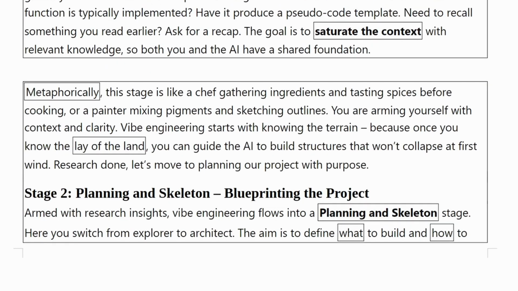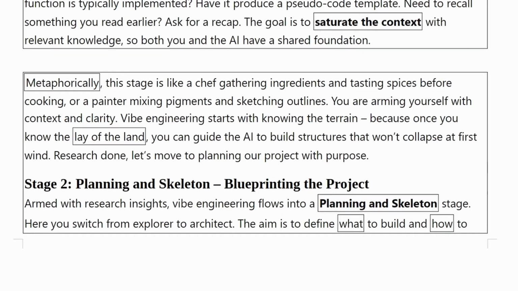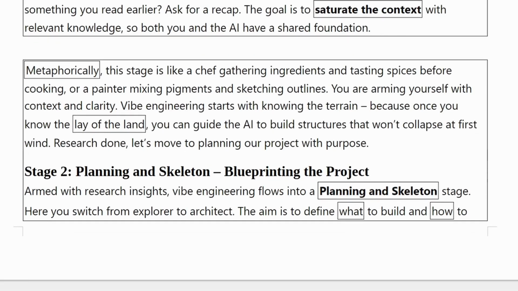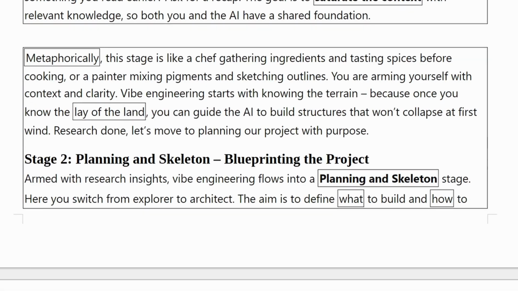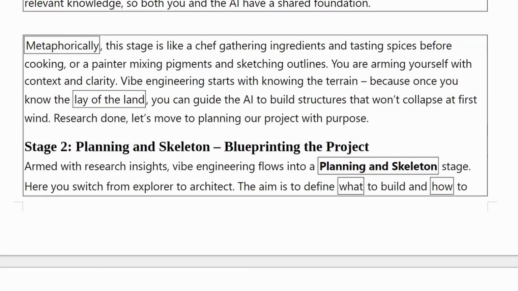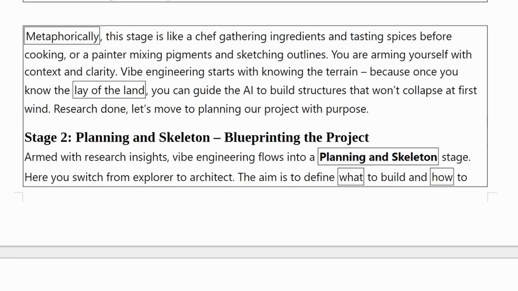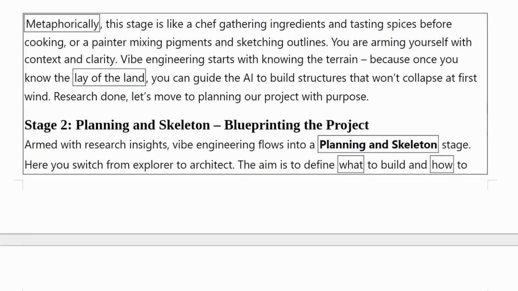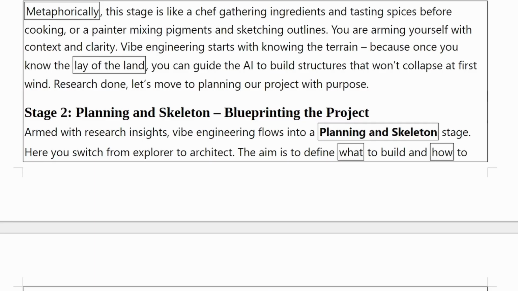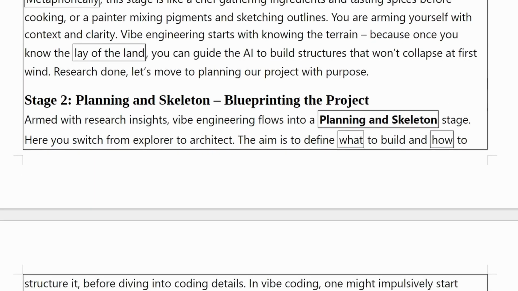have a shared foundation. Metaphorically, this stage is like a chef gathering ingredients and tasting spices before cooking, or a painter mixing pigments and sketching outlines. You are arming yourself with context and clarity. Vibe engineering starts with knowing the terrain, because once you know the lay of the land, you can guide the AI to build structures that won't collapse at first wind. Research done, let's move to planning our project with purpose.